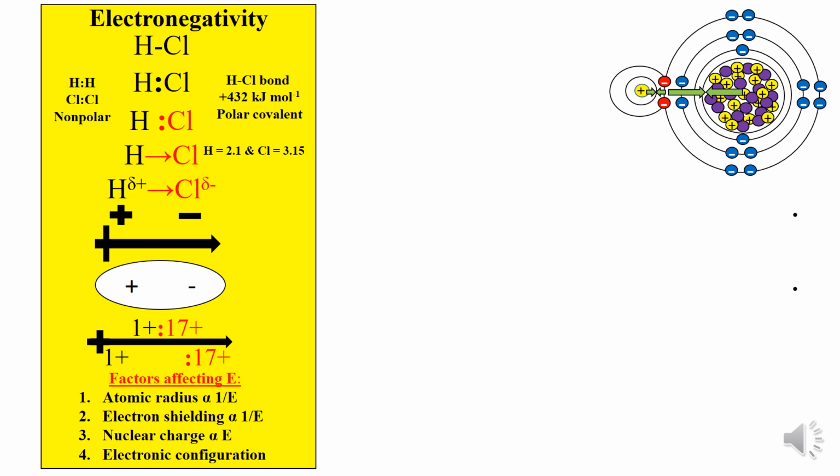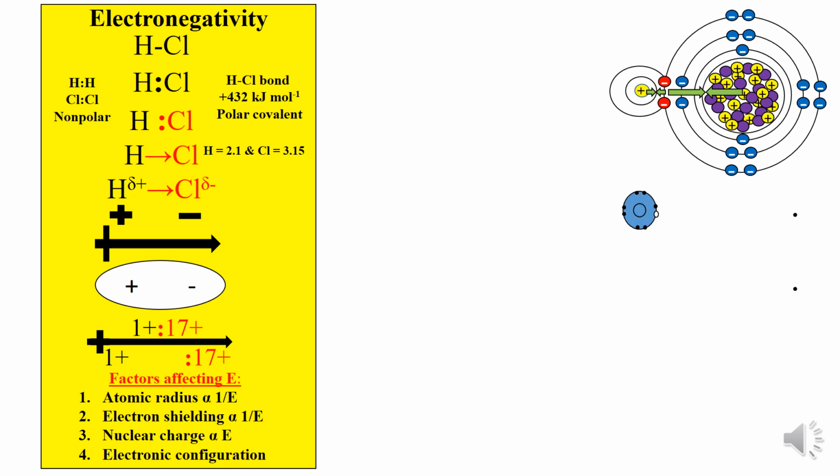The next factor is nuclear charge. Nuclear charge is directly proportional to the electronegativity. So as the nuclear charge increases, the electrostatic force of attraction, or the coulombic force, towards the valence electrons will be more, and therefore it will have more pull. As the number of positively charged protons increases, the coulombic force towards the shared pair of bonding valence electrons will be more, and therefore the electronegativity value increases.